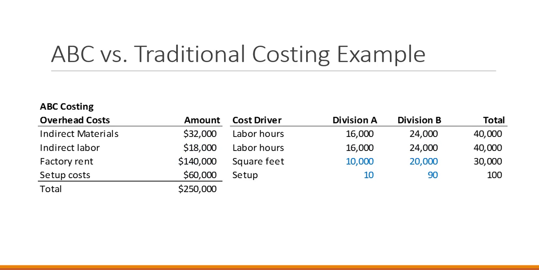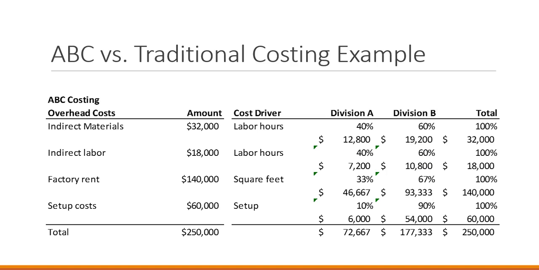So let's look at an activity-based costing concept applied to the same company, same amount of overhead. We'll use labor hours as the drivers for indirect materials and indirect labor. But for factory rent, the key driver is square footage in the factory. And Division A and Division B use, of the 30,000 feet of square footage, 10,000 and 20,000 square feet respectively. And setup costs are driven by the number of setups. And over the period for which we're accounting, there are 100 setups for the company. 10 of those happen for Division A, and 90 of those happen for Division B.